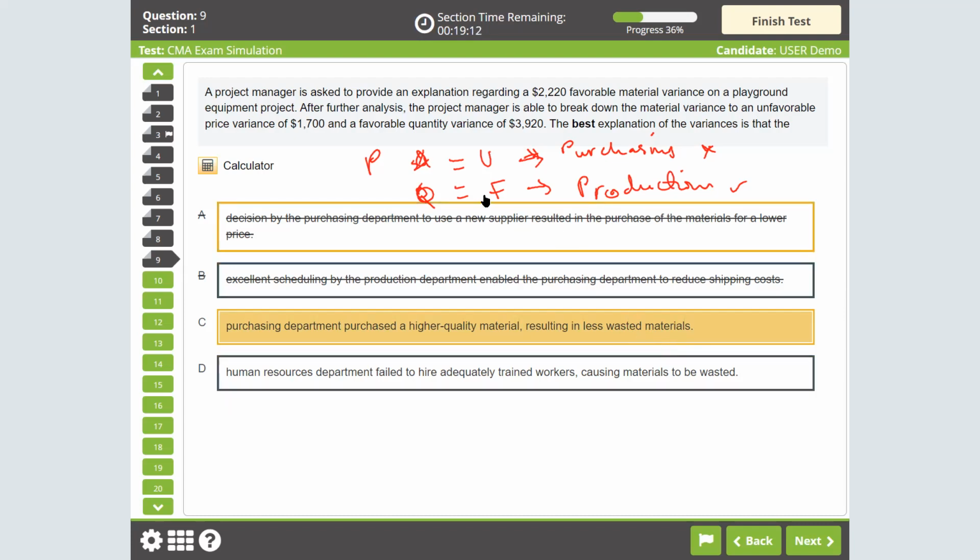So that is why we have favorable variance for production department. So this makes sense. This is the correct answer, which is C, and we are going to move on. But let's look at D, for the sake of explanation. Human Resources Department failed to hire adequate trained workers, causing material to be wasted. If materials were wasted, we would have had unfavorable quantity variance. So we know we're going to stick with answer choice C, which is the correct answer.